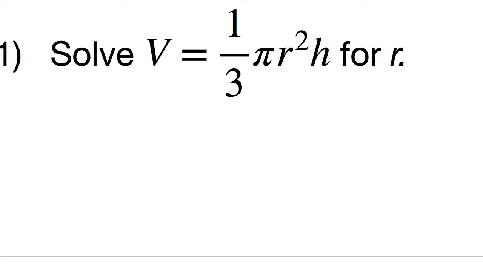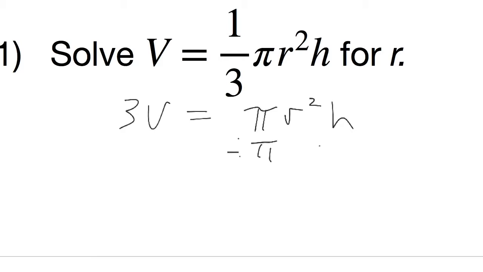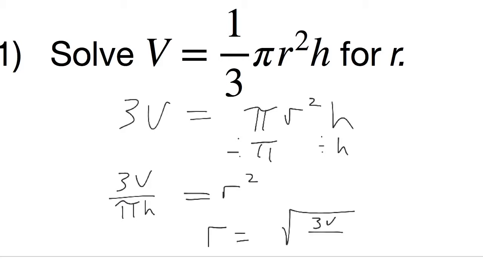So, first thing I'm going to do is clear the fractions. So we get 3v equals pi r squared h. I'm going to divide both sides by pi. I'm going to divide both sides by h. And we get 3v over pi h is equal to r squared. And then we're going to take the square root of both sides. And we get r equals the square root of 3v over pi h.